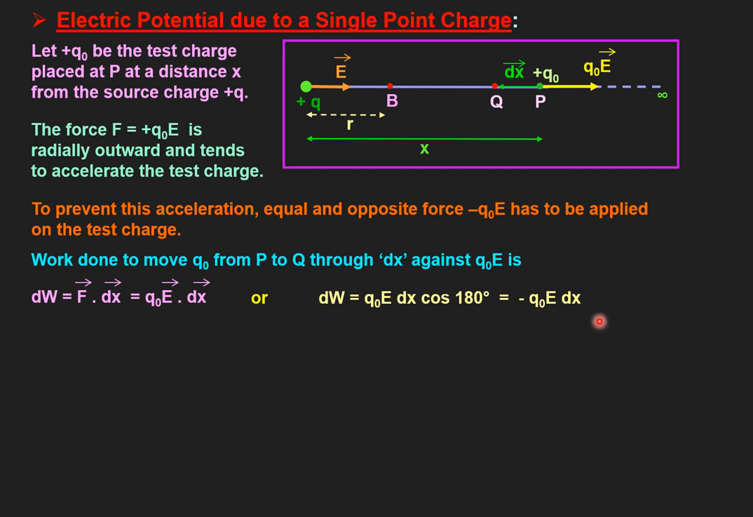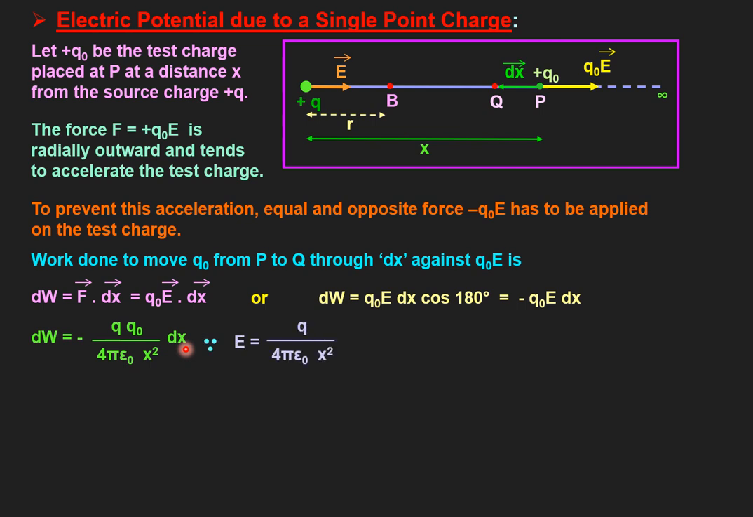So this is the small amount of work done, but I want the total work done starting from infinity to the point B. Here we can put the value of this electric field. Electric field due to a point charge will be Q divided by 4 pi epsilon naught separation squared. So at point P, this negative sign stays as it is, Q naught stays as it is, and the electric field will be Q divided by 4 pi epsilon naught, and at point P the separation is x. So it will be x square into dx.